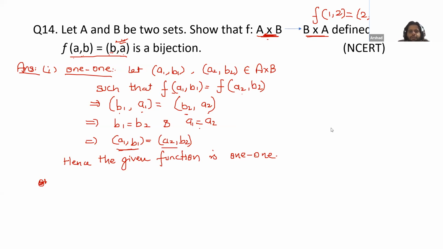Okay. Is this clear? Ananya, Fahad, Umair and Ifad, is this clear? Can you explain that (b1, a1) is equal to (b2, a2)? The third line? Okay, please check here. The function is: if you put (a, b), you get (b, a). So here, if we put (a1, b1), what will be the result? (b1, a1). Also, if we put (a2, b2), what will be the result? (b2, a2).